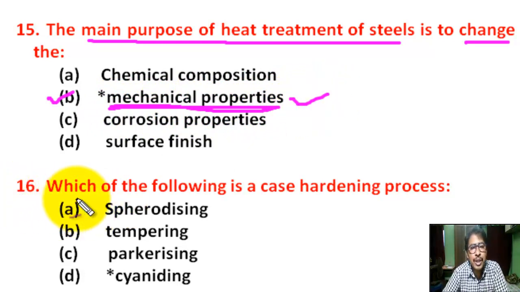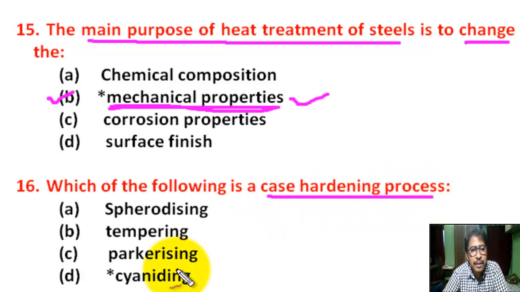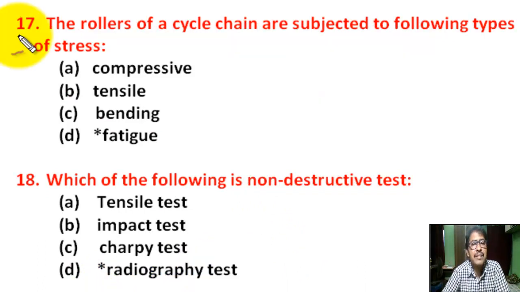Okay. Question number 16. Which of the following is a case hardening process? There are four options. Correct answer is D. Case hardening process is cyaniding.